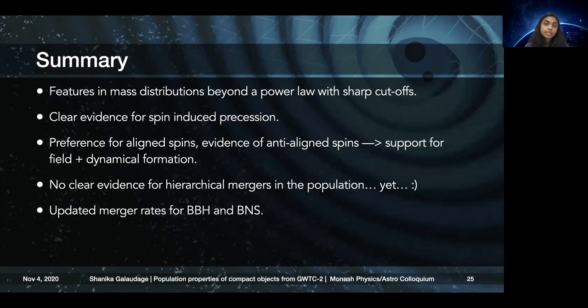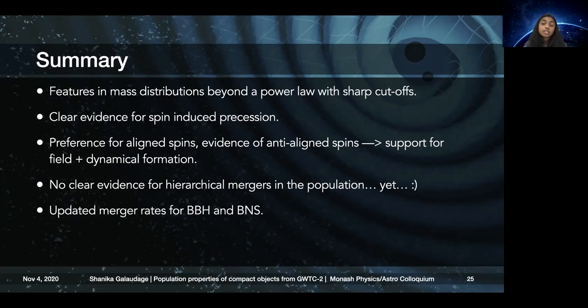And so to summarize, we see features beyond the power law in our mass distributions. Specifically, we don't see sharp cutoffs, and we see evidence for a peak-like or a break-like structure in the mass distribution. We have clear evidence for spin-induced precession. Awesome.